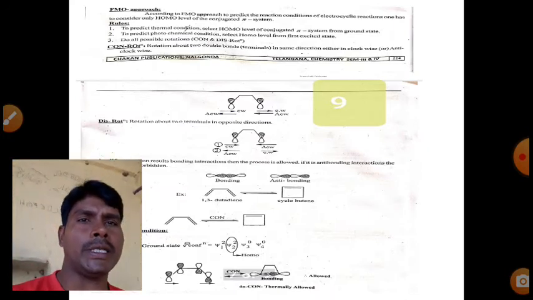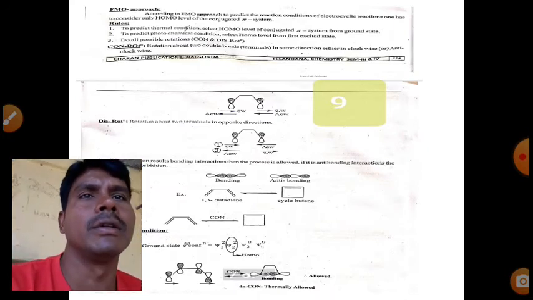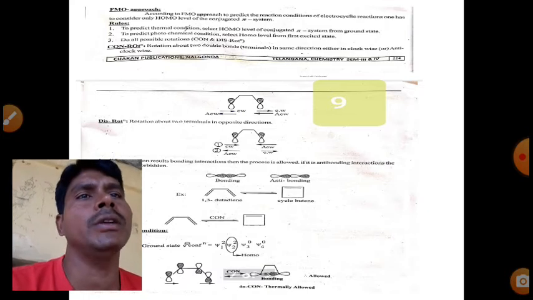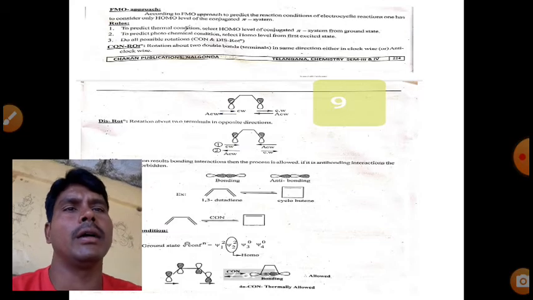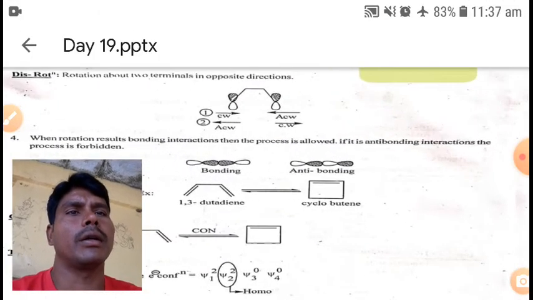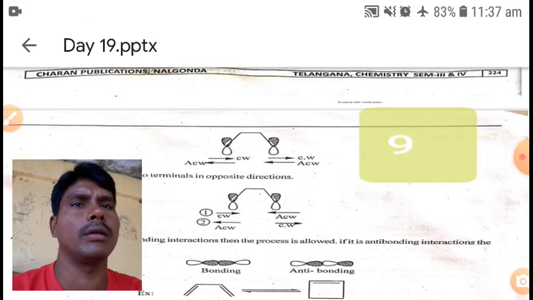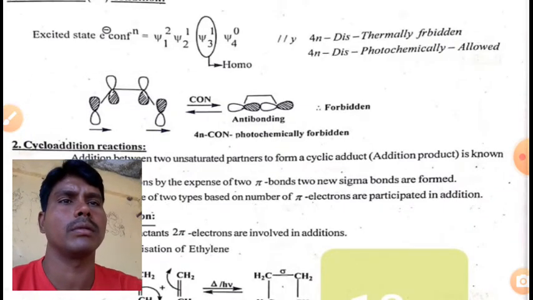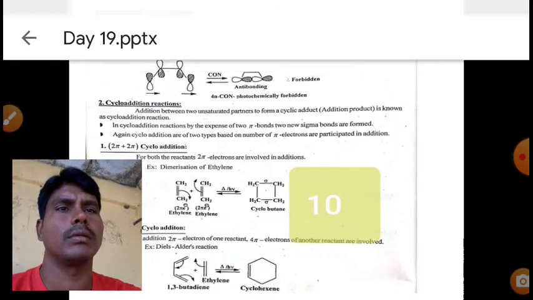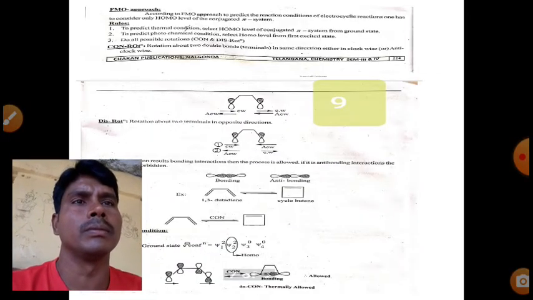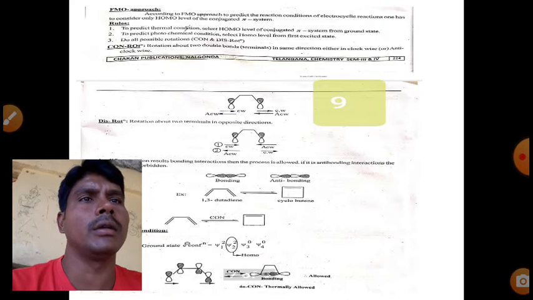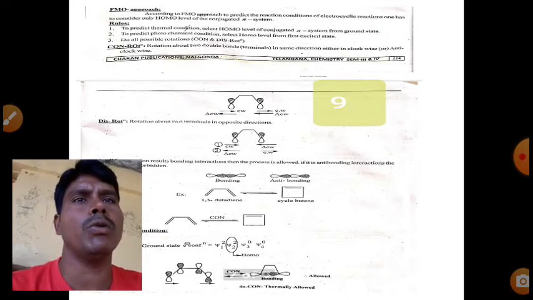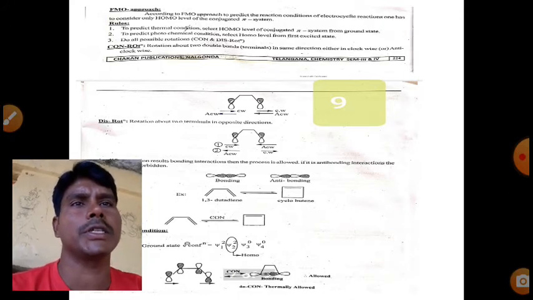So first, electrocyclic reactions we have to observe. According to the frontier molecular orbital (FMO) approach, to predict the reaction mechanism, or to predict the condition of electrocyclic reactions, one has to consider only the HOMO level of the conjugated pi system.